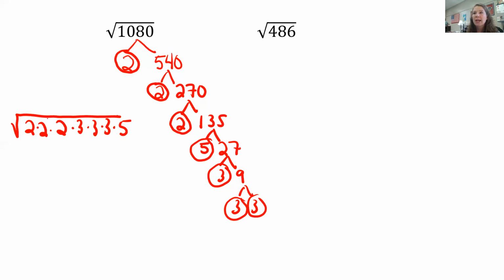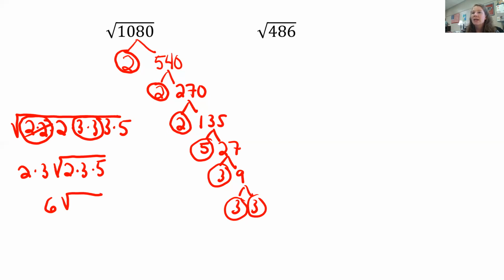So remember what we're going to do? We're going to pull out 1 for each pair. So there's a pair of 2s. There's a pair of 3s. And those are our only pairs. So what's left on the inside? 2, 3, and 5. So 2 times 3 is 6. And on the inside, we have 2 times 3, which is 6, and 6 times 5 is 30. So that tells me that I could have used 36, the biggest perfect square that's a factor of 1080.